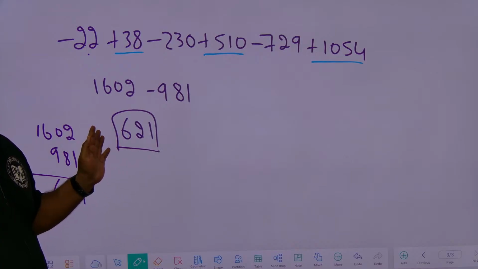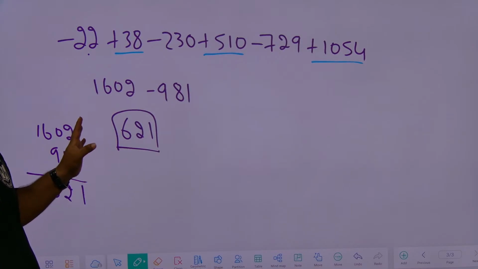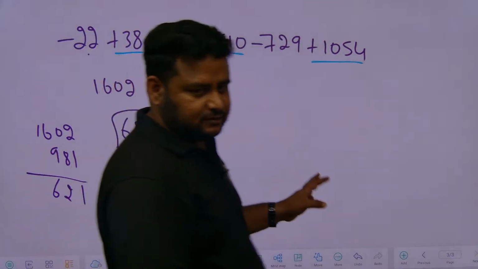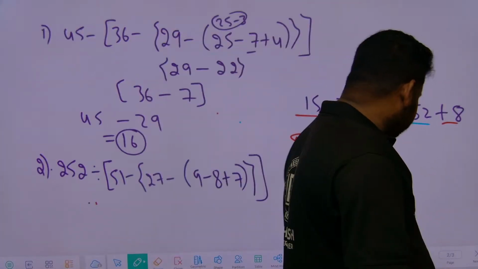Like this we have to do the calculation. I hope it is clear. So enough of plus and minus, let us go further. With practice you will get it, don't worry.